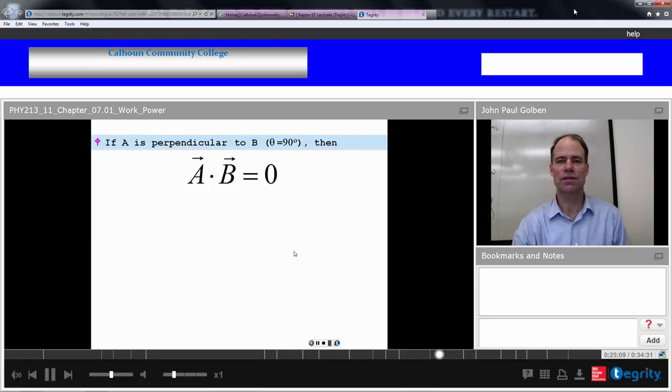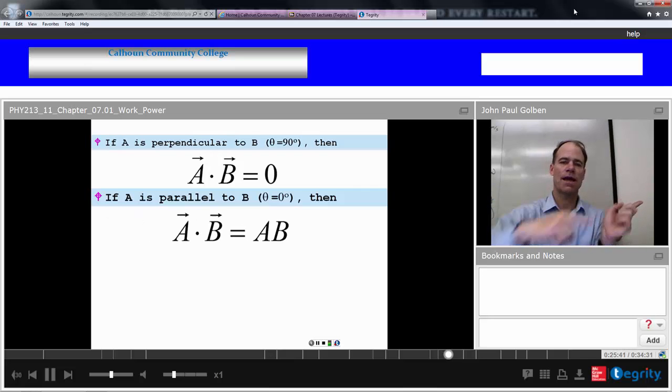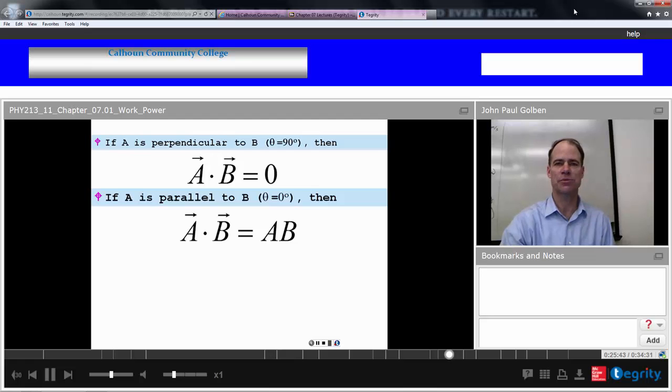If A is perpendicular to B, then the dot product will give you 0, because that will be equal to A times B cosine of 90 degrees, and cosine of 90 is 0. Basically it's saying that if they're perpendicular, they have nothing in common. A is going this way, B is going that way, nothing in common, dot product is 0. If A is parallel to B, they have everything in common. Cosine of 0 is 1, and A dot B is equal to A times B.